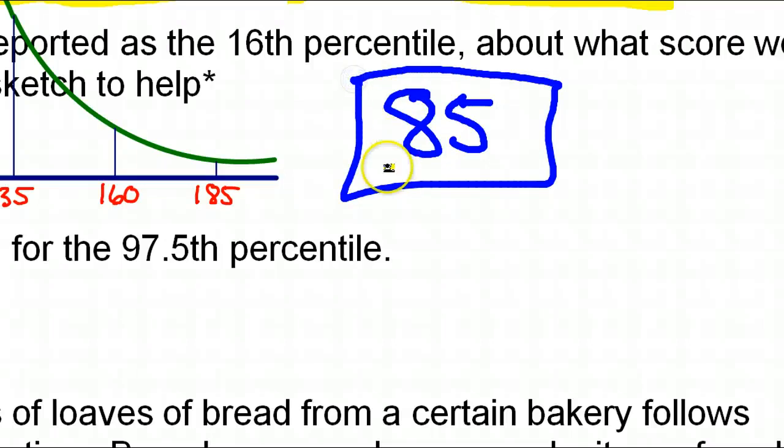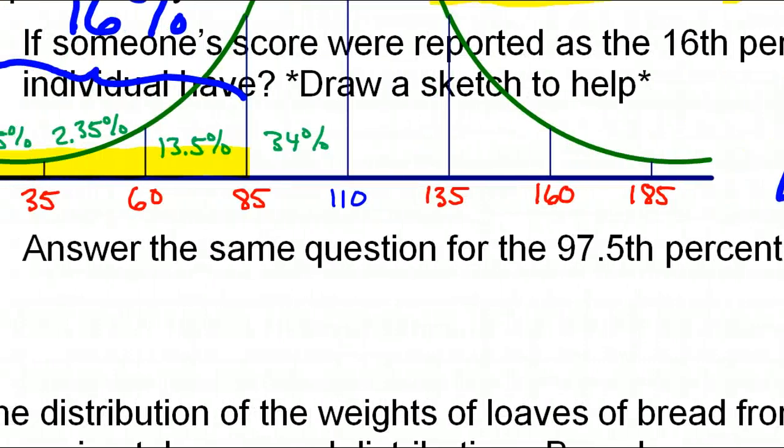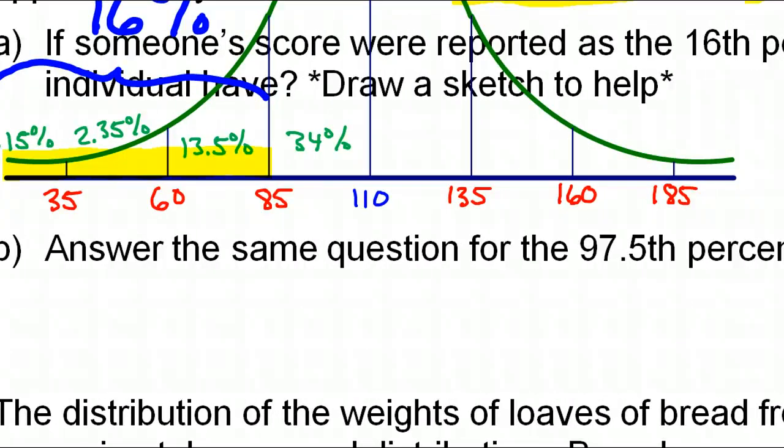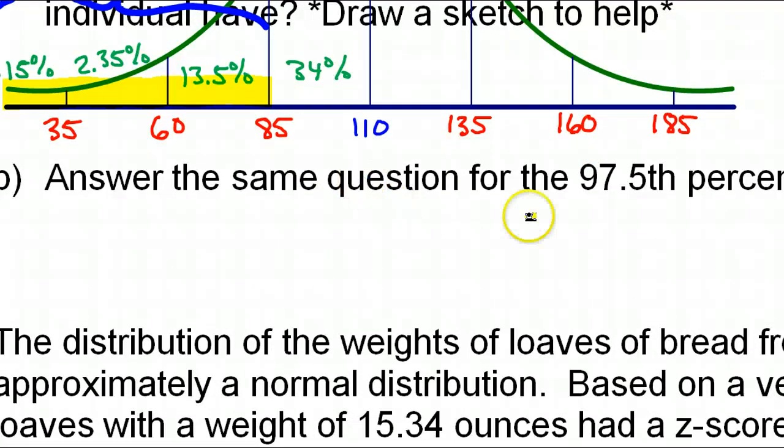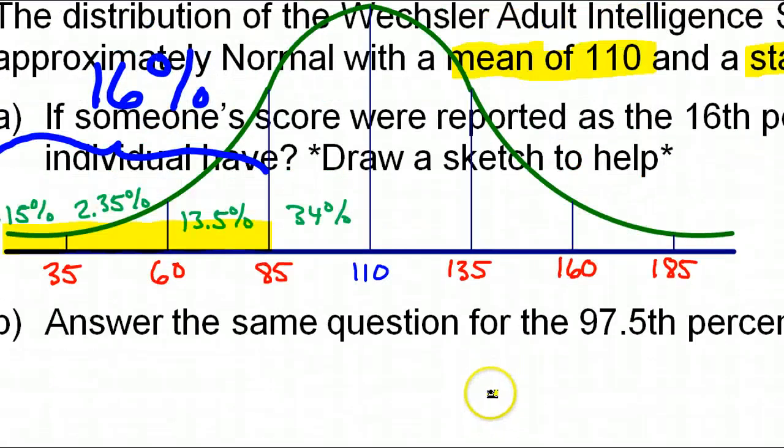All right, a score of 85 would be the 16th percentile. Okay. All right, answer the same question for the 97.5th percentile. Okay, well, so far I've got 16%. Let's just add one zone at a time until I get it.